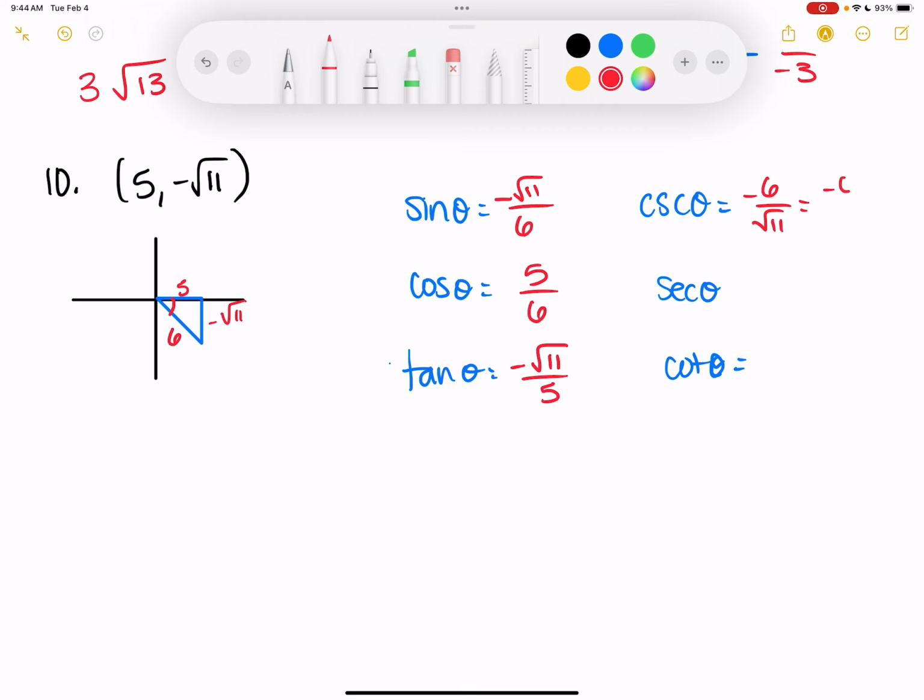Negative 6 square root 11 over 11. Secant, 6 over 5. Cotangent, 5 square root 11 over 11.